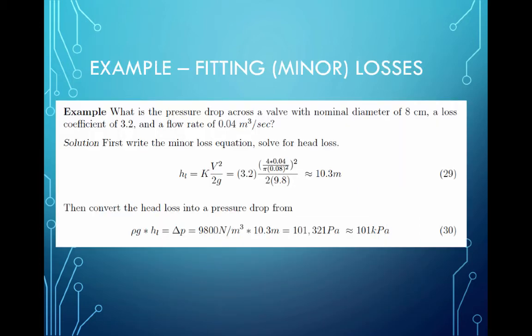Here's an example. What's the pressure drop across a valve with a nominal diameter of 8 centimeters, loss coefficient of 3.2, for this particular given flow rate? First, we'd write the minor loss equation and solve for the head loss, in this case 10.3 meters, and then convert the head loss into a pressure drop. Rho g times the head loss is the change in pressure, and we come up with basically 101 kilopascals in this example, about 1 atmosphere. That's a pretty good pressure drop right there.